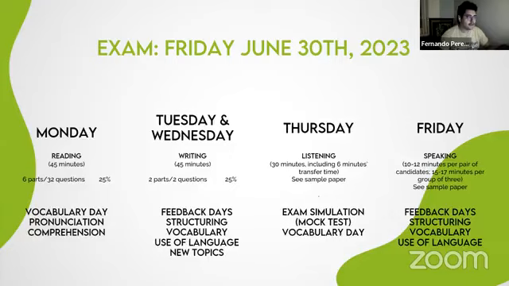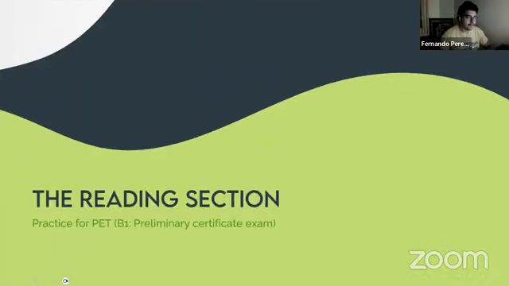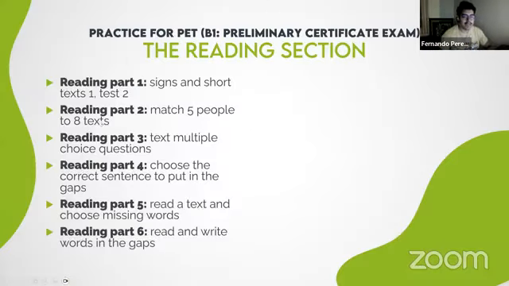The first thing that we're going to do will be the reading section. The reading section, as we saw, has 6 different parts, each part containing an exercise that we saw in the previous classes. So, the first part is called Science in Short Texts. Let's talk about them.